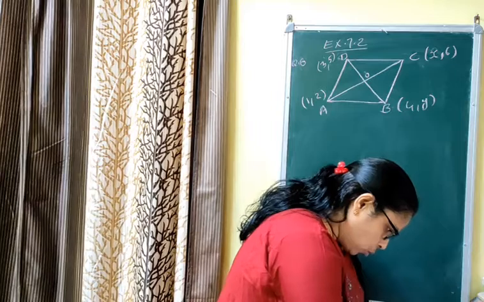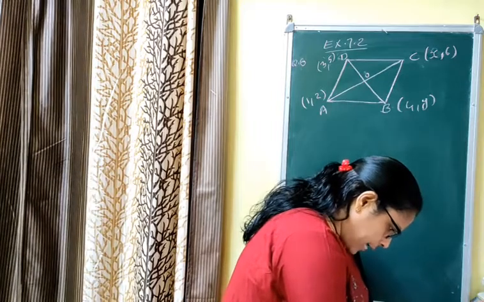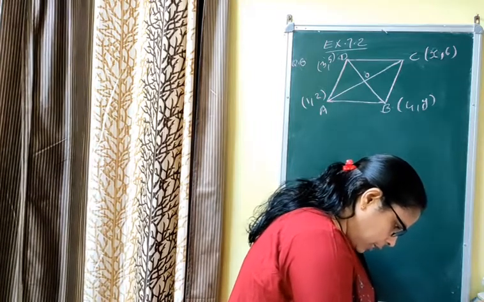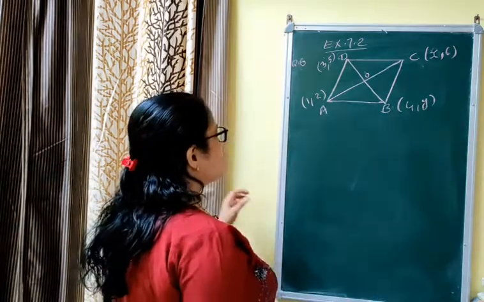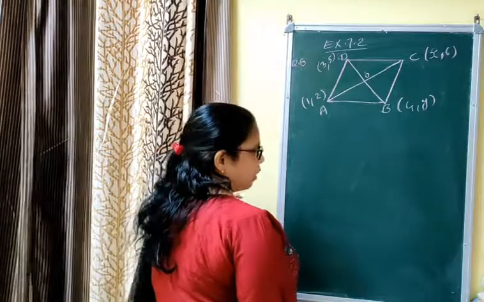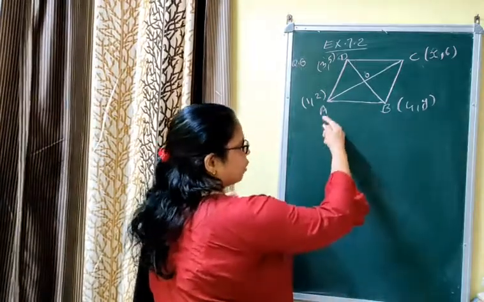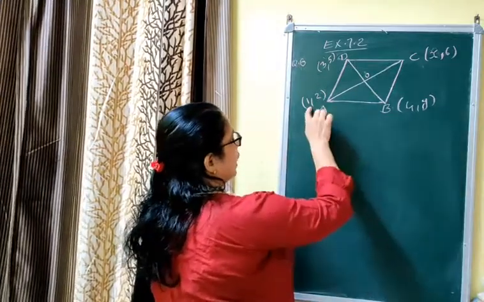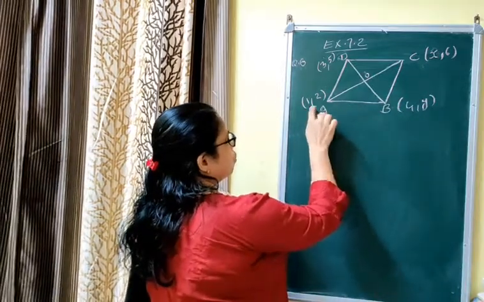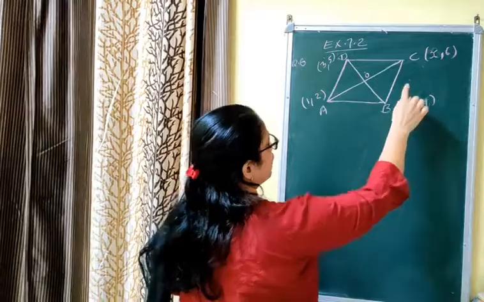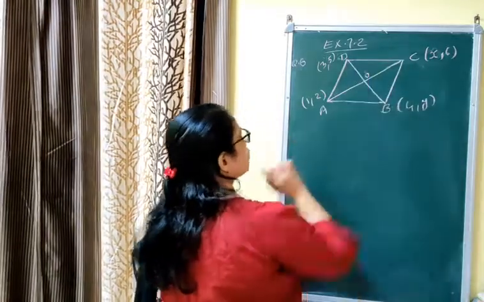If (1, 2), (4, y), (x, 6) and (3, 5) are the vertices of the parallelogram taken in order, find x and y. You are given the vertices of a parallelogram taken in order, which means order is very important. Let A, B, C, D be the given parallelogram and let A equal to (1, 2), B equal to (4, y), C equal to (x, 6) and D equal to (3, 5).